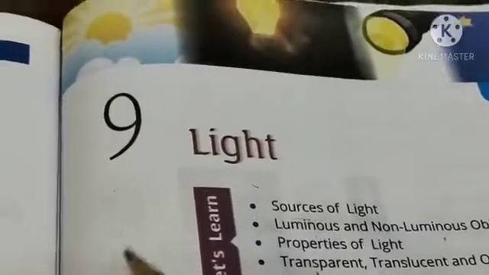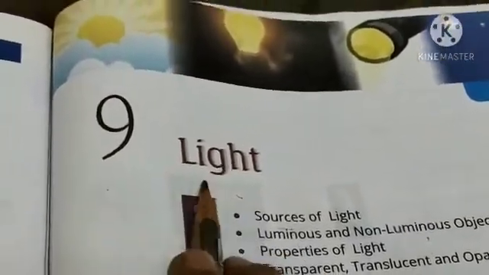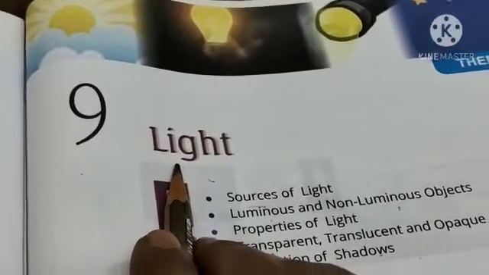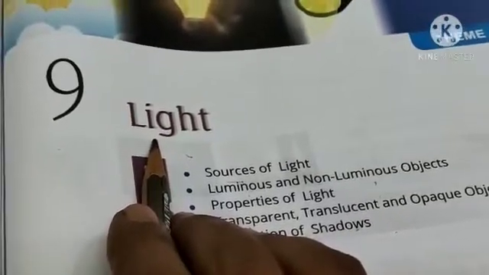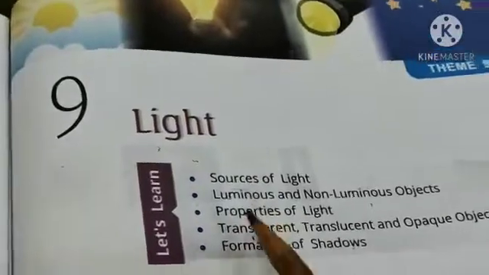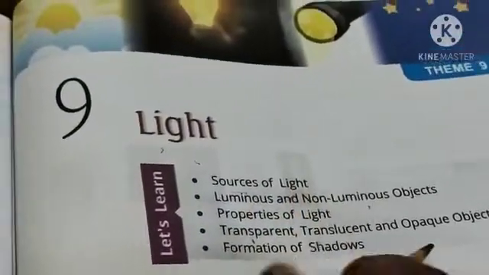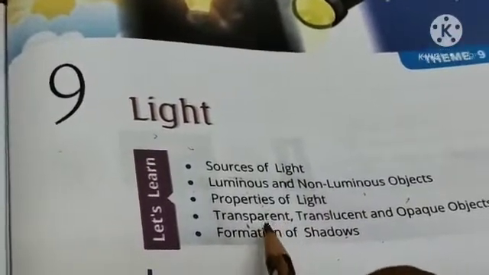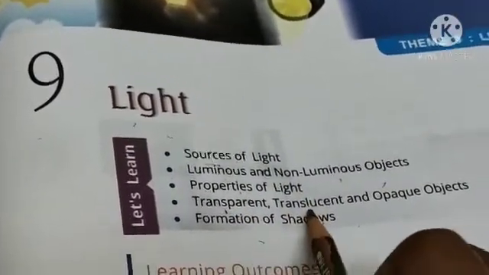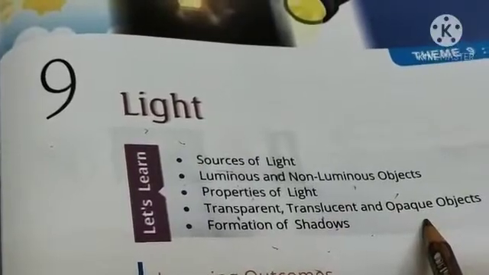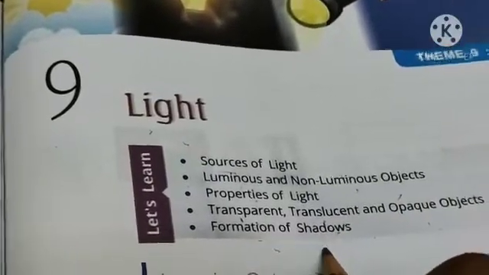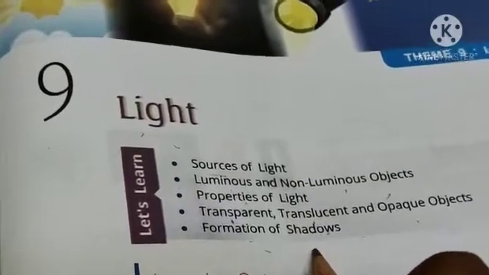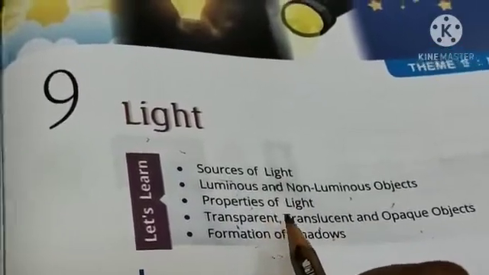Today we are going to do lesson 9, Light, of Standard 4 G Science. In this lesson we are going to learn about the sources of light, luminous and non-luminous objects, properties of light, transparent, translucent and opaque objects, and formation of shadows. All these things I am going to explain to you in the later part of the lesson.